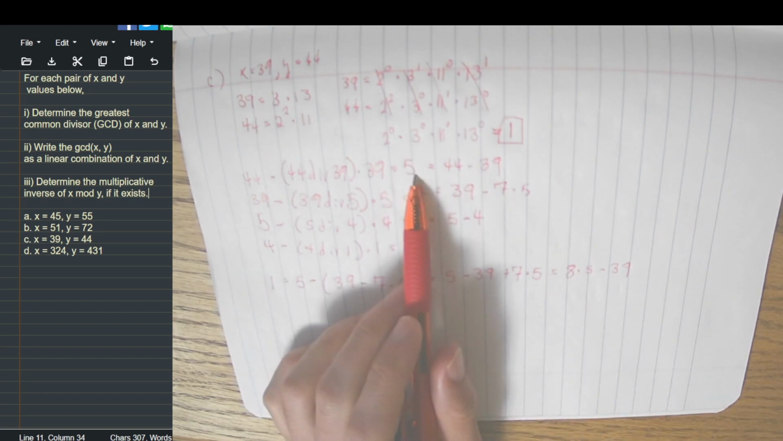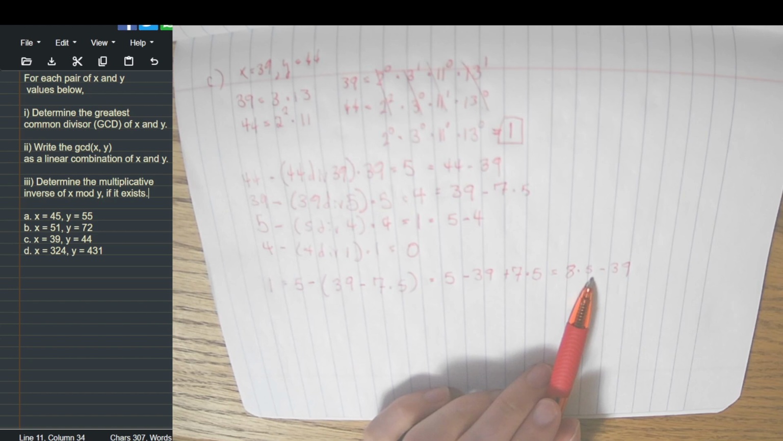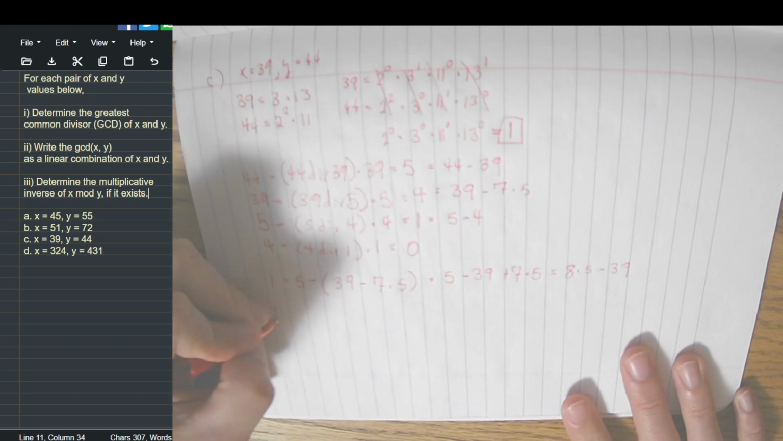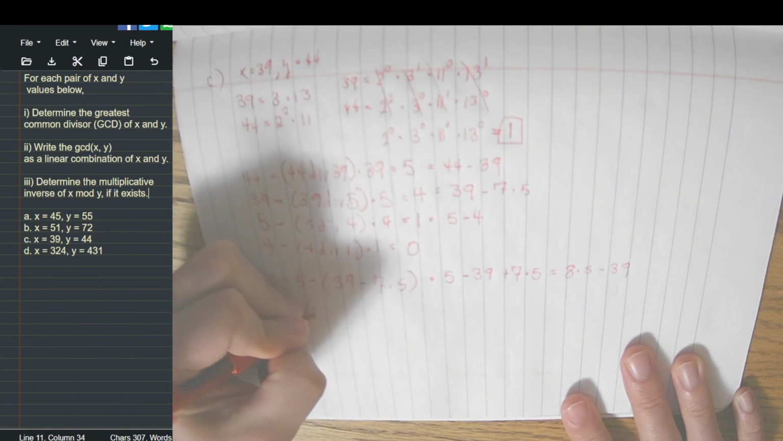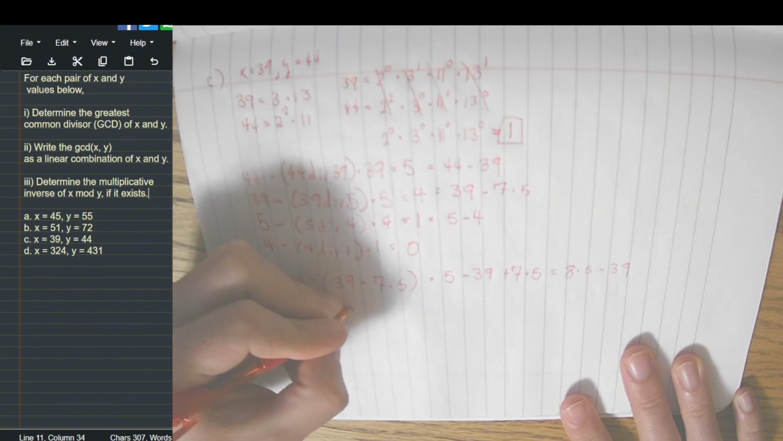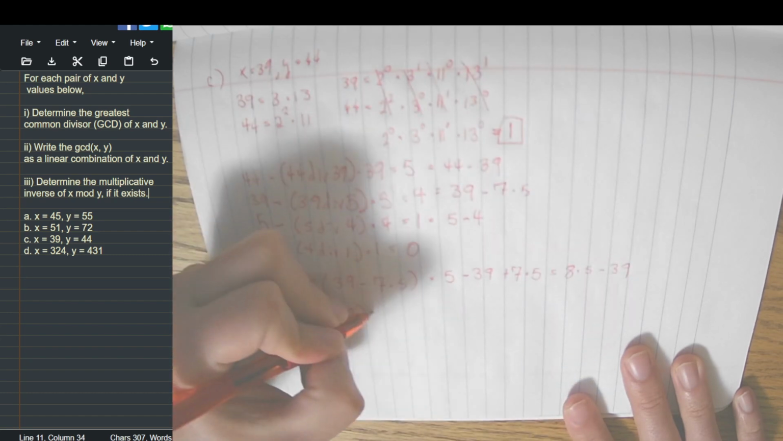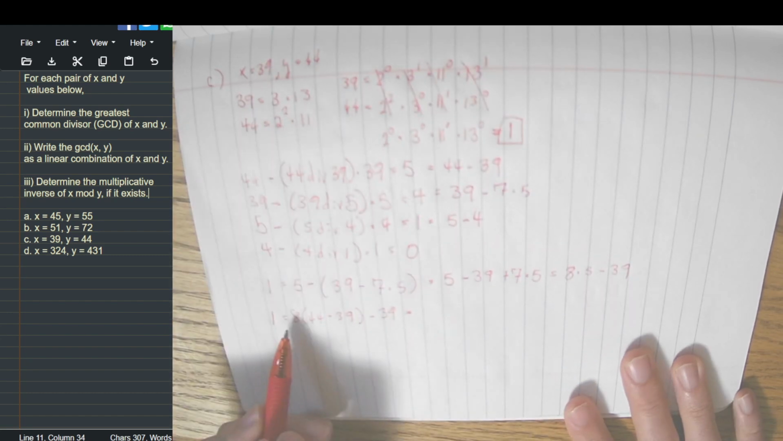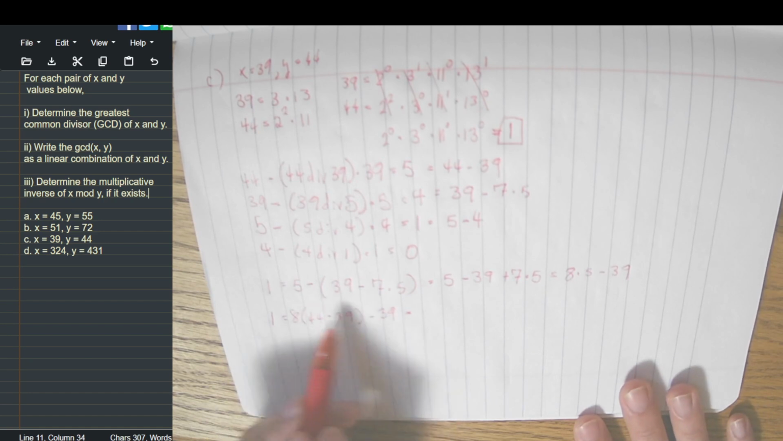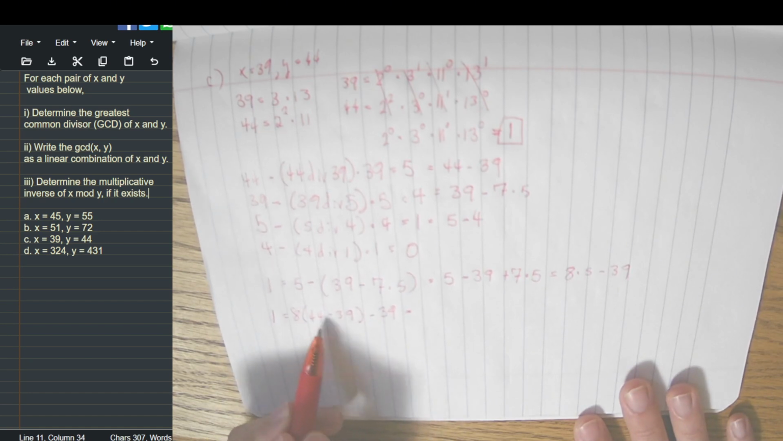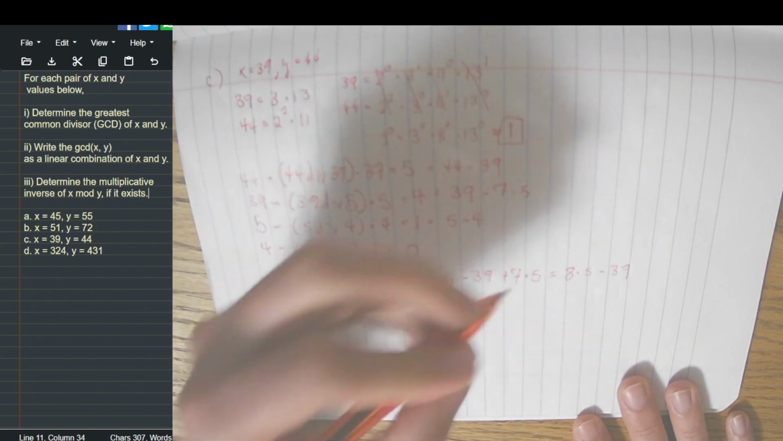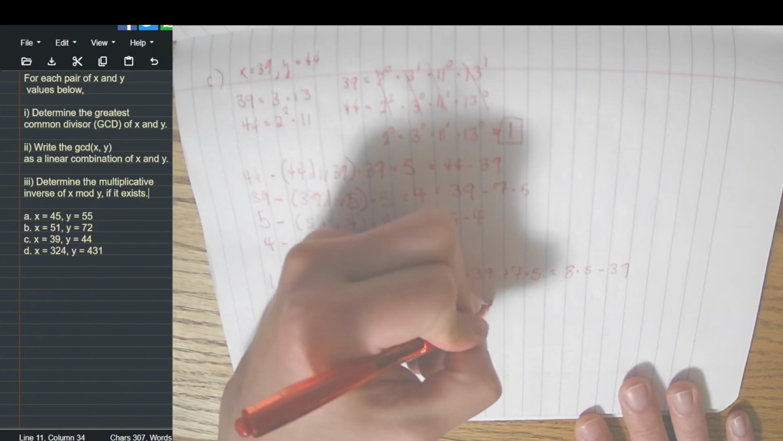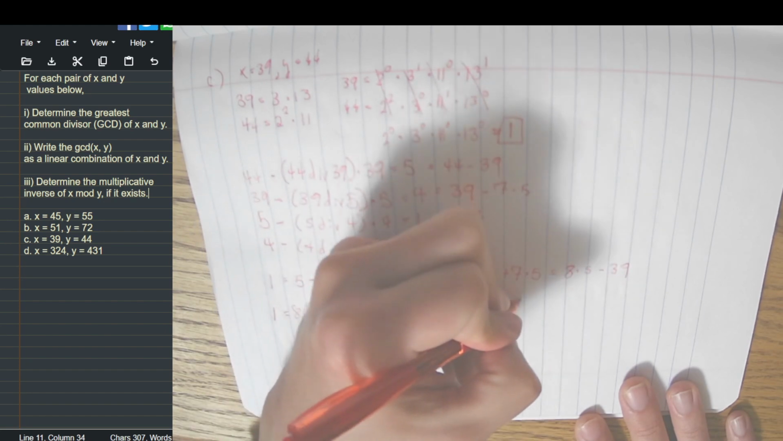Now I have an equation for 5 I can plug in. So I'm going to rewrite that. I'm going to say 1 is equal to 8 times, and I'm plugging in the equation for 5, 44 minus 39, and then minus 39. I'm going to simplify this without actually finding the product of any of these. I'm treating my initial values as variables. 8 times 44 is 8 times 44. 8 times negative 39 is negative 8 times 39, and then I have a minus 39 here.